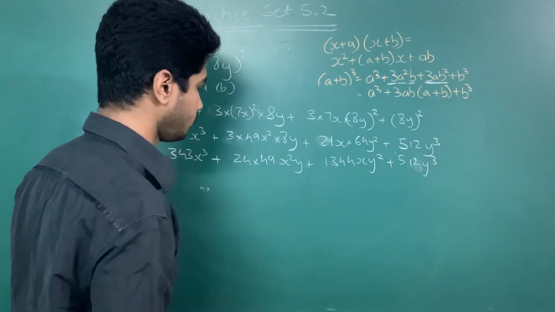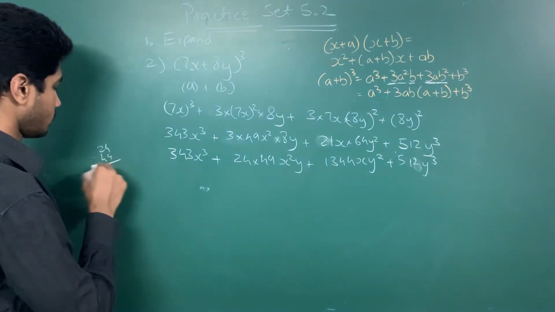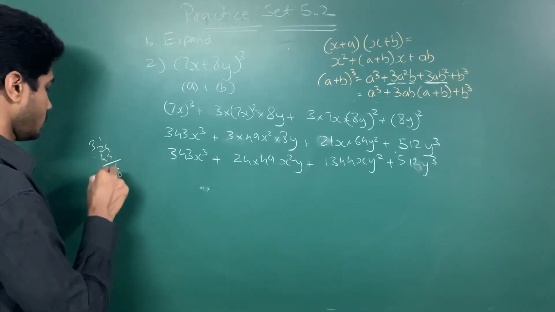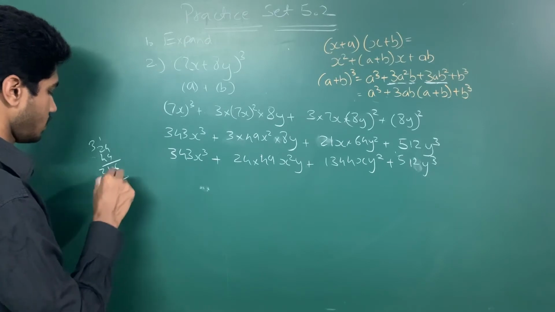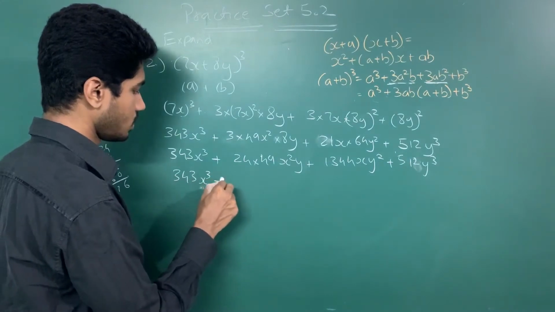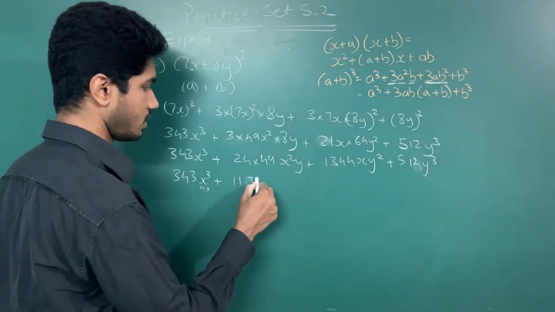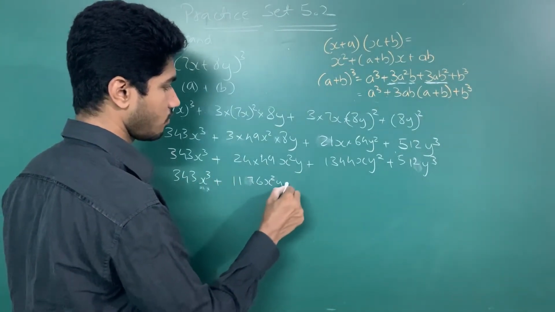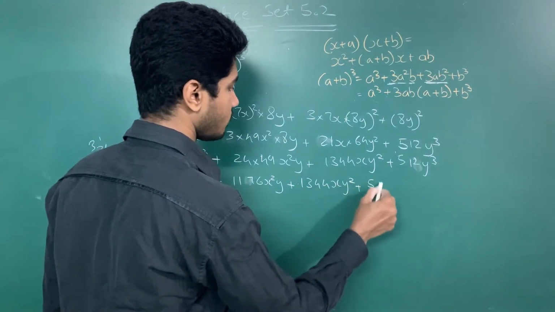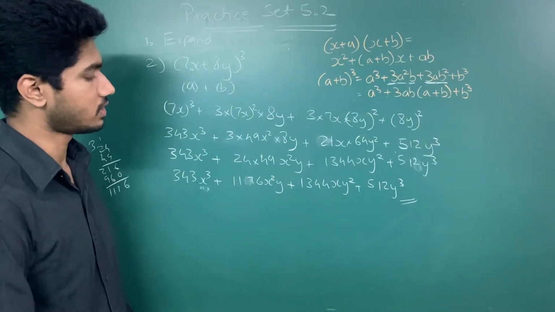Well, let's multiply 24 into 49. So 24 into 49 will give you 1176. So this gives you 343x cube plus 1176x square y plus 1344xy square plus 512y cube. So that is your final answer.